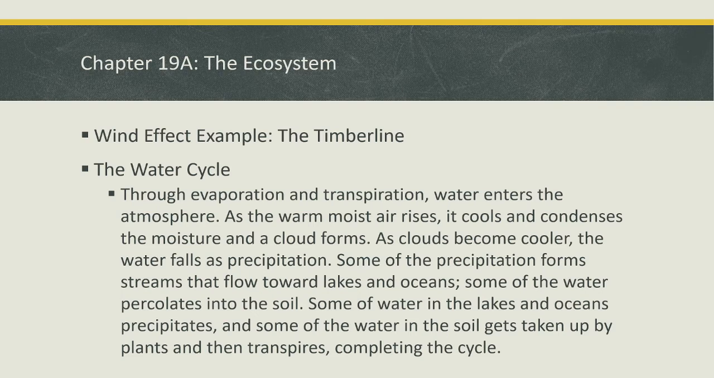Then that water in the atmosphere, as the warm, moist air rises, it cools and condenses the moisture, and a cloud forms. Then as clouds become cooler, the water falls as precipitation. You either get rain or snow. And then some of the precipitation forms streams that flow toward lakes and oceans. Some of the water percolates into the soil. Some of the water in the lakes and oceans evaporates. And some of the water in the soil gets taken up by plants and then transpires, completing the cycle. So that's the water cycle.